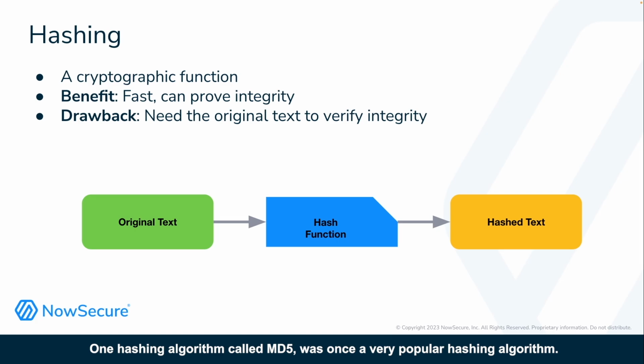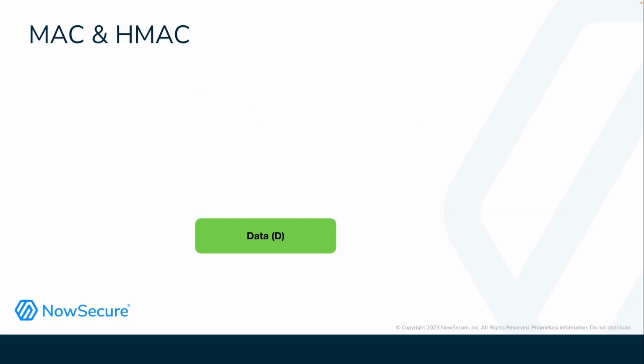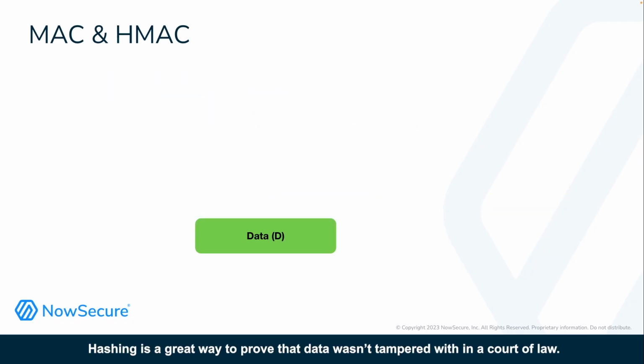One hashing algorithm called MD5 was once a very popular hashing algorithm. But it was vulnerable to hash collisions, meaning that different text can have the same hash value. These hash collisions weaken our confidence in the integrity of the hashing algorithm that proves the data was not manipulated. Hashing is a great way to prove that data wasn't tampered with in a court of law. We can use the same concept for other use cases.